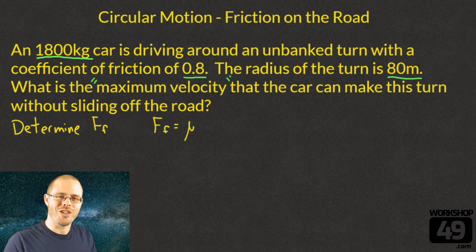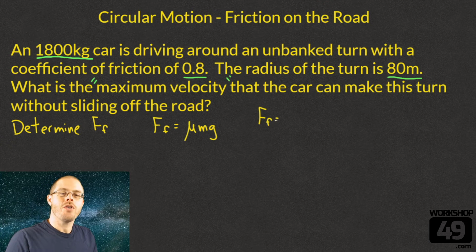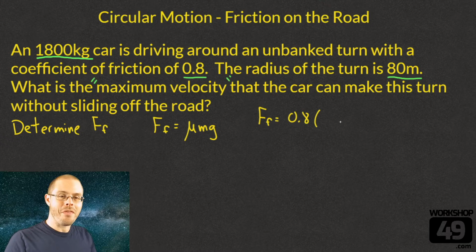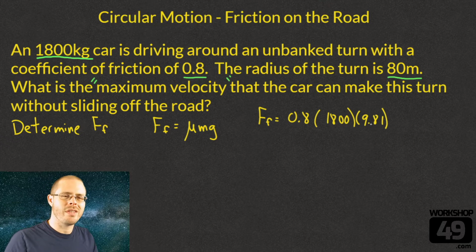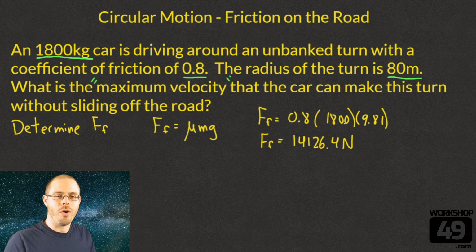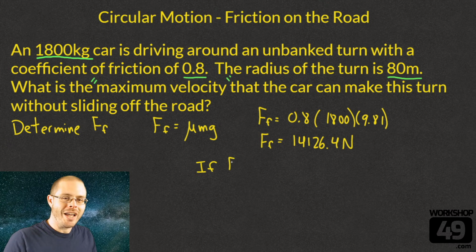The equation for force of friction is equal to mu mg, where mu is that coefficient of friction. So our force of friction is equal to 0.8, that's our coefficient of friction, multiplied by the mass of the car, 1800, multiplied by gravity. In this case, 9.81, just because it's a resisting force. You could say friction is negative against the centripetal, but it doesn't really matter. We're just looking for a value here. So we chug that out. Our force of friction is going to equal 14,126.4 newtons. Now, this is the force that's resisting our car flying off the road.